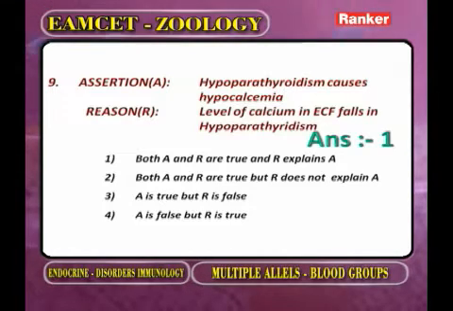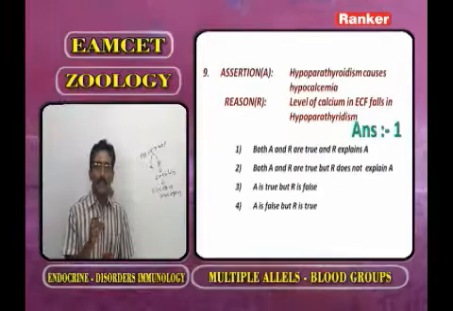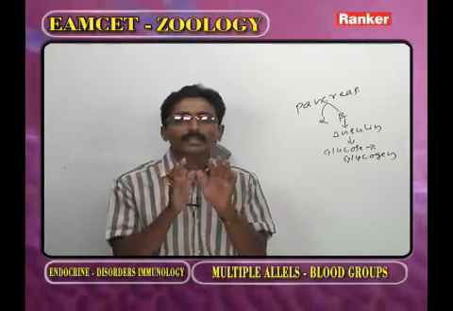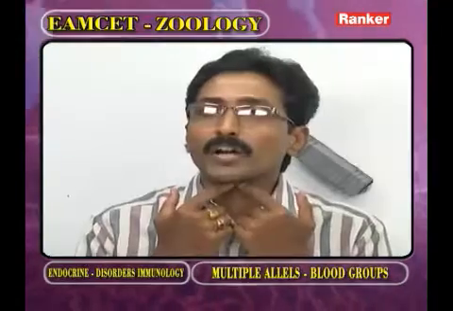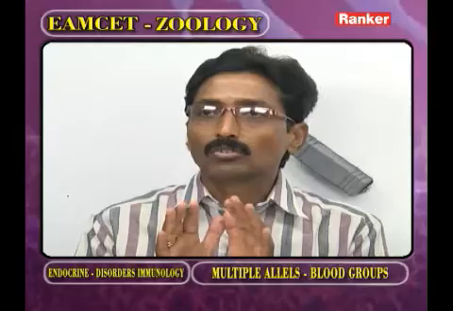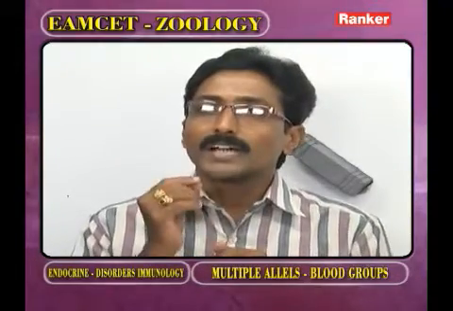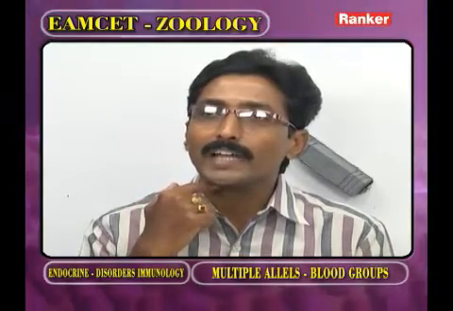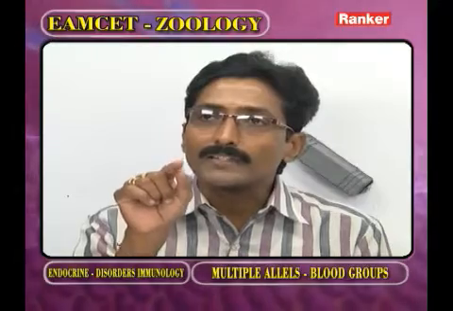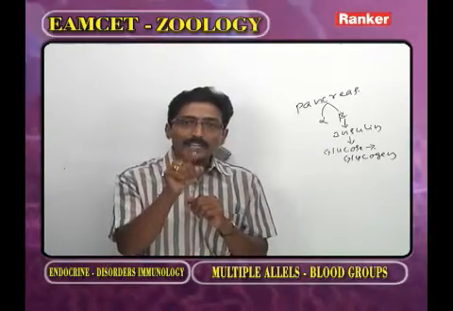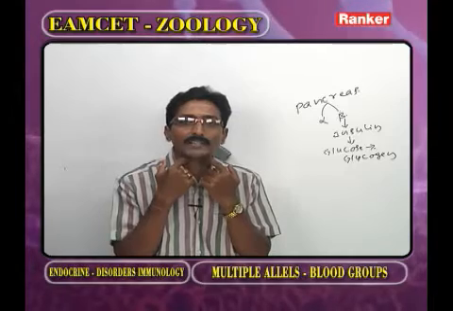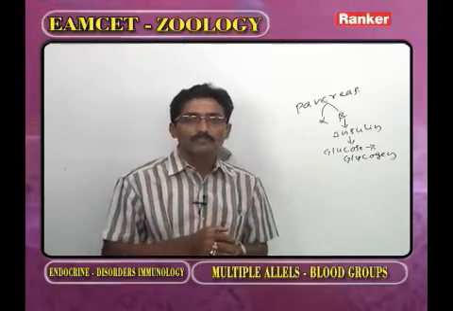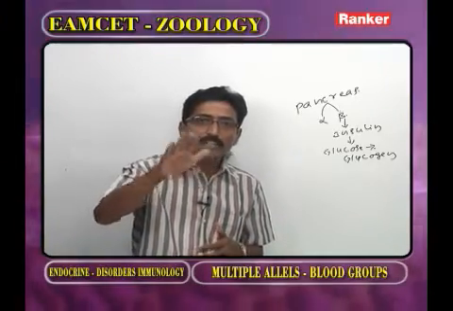Hypoparathyroidism causes hypocalcemia. What is meant by hypoparathyroidism? Suppose the person is suffering from thyroid deficiency, and in his body the thyroid gland is enlarged. Now the patient approaches the doctor. The doctor goes for surgery. While doing surgery for the thyroid gland, the parathyroid glands may be damaged. Or by any means, if the parathyroid glands are damaged, they are unable to release parathormone. It means the parathormone level decreases.